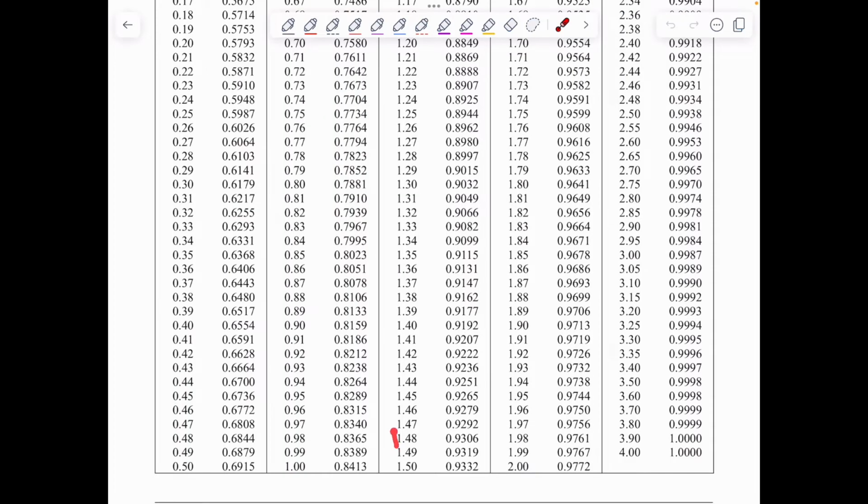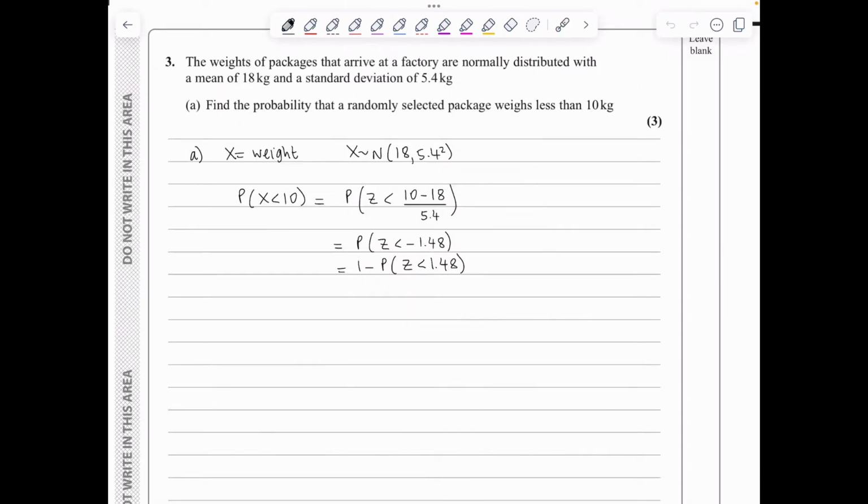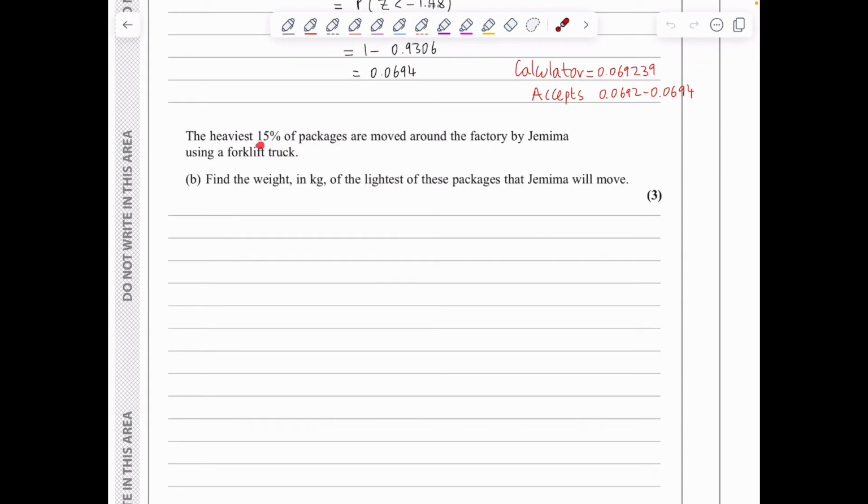So we see that for 1.48, the corresponding probability is 0.9306, and therefore this is 1 minus 0.9306, which gives an answer of 0.0694. Please note that if you are using a calculator, then you are getting an answer of 0.069239, and the examiner here is accepting anything between 0.0692 and 0.0694.